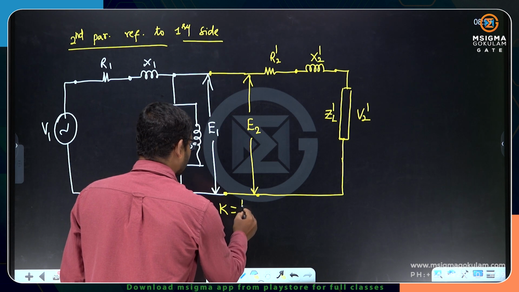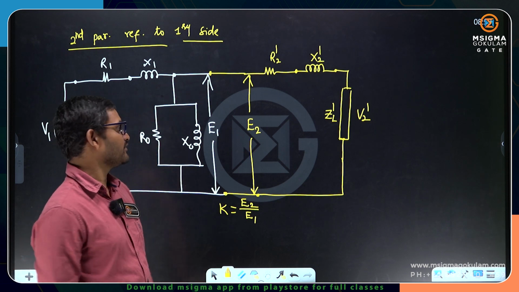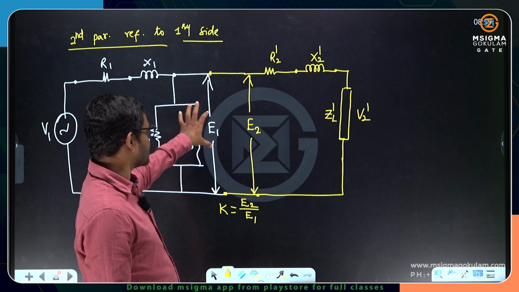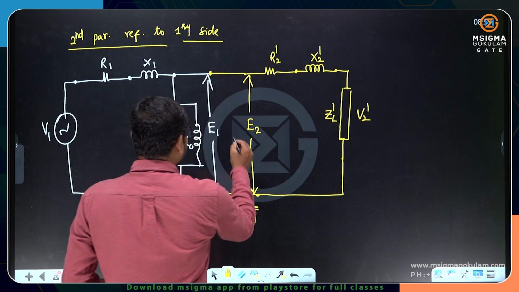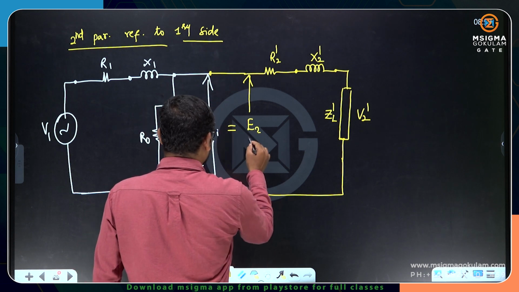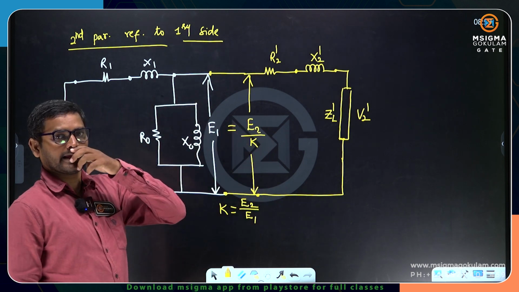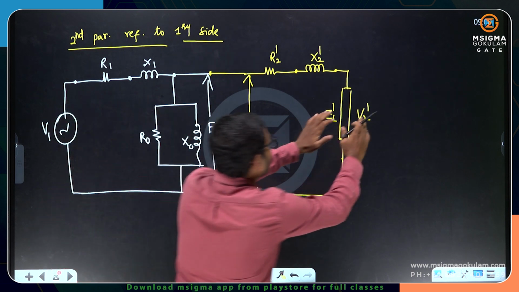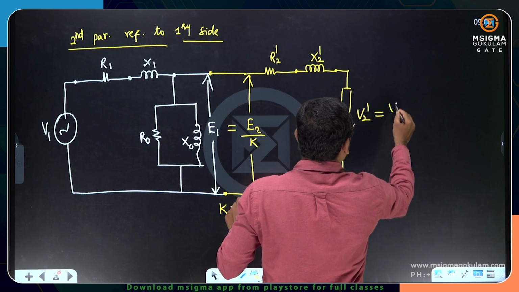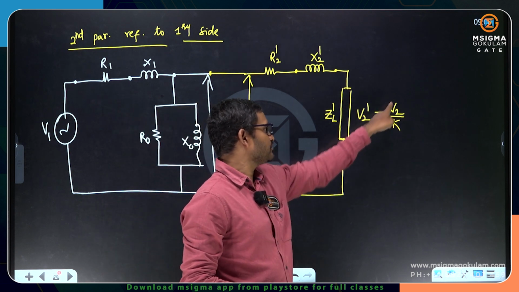We know K is equals to E2 divided by E1. Okay. Now, E2 I am transferring onto this side. So, E1 can be written as E2 by K. E1 is equals to E2 by K. Similarly, when this voltage is transferred onto the primary side, V2 dash can be taken as V2 by K. That's it. Okay, it means what? K is equals to V2 by V1.